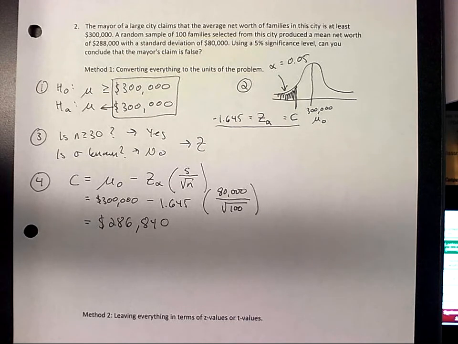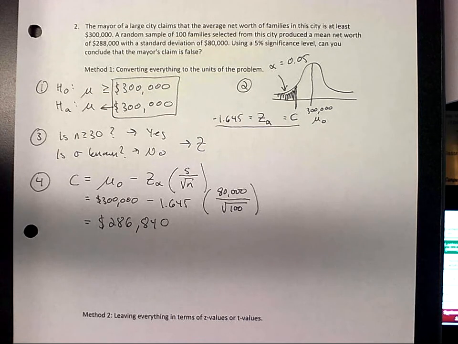So if you come back and you say, hey, it's actually $400,000, are you going to call the mayor a liar? No, because it's above. He's saying it's at least. Same thing if it was $500,000, you wouldn't call him a liar. The only cutoff that you're establishing is a lower end cutoff. That's why we're looking at something that's less than $300,000. If you go out and take a sample, and the sample average is less than $286,840, you're going to call the mayor a liar.